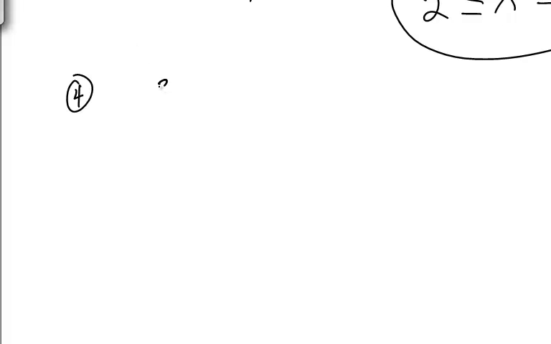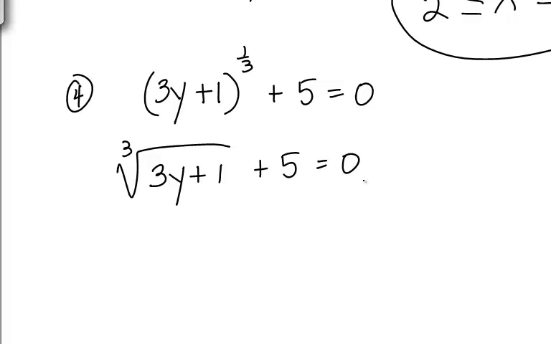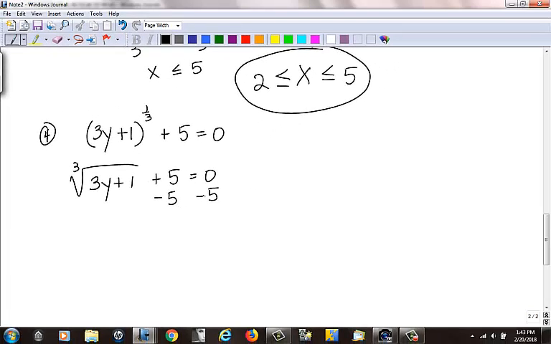Say they give you 3y plus 1 to the 1/3 power plus 5 equals 0. 1/3 power, same as what radical? Cube root. So this is the cube root of 3y plus 1, plus 5 equals 0. Isolate the radical. So subtract 5 on both sides. So cube root of 3y plus 1 equals negative 5.